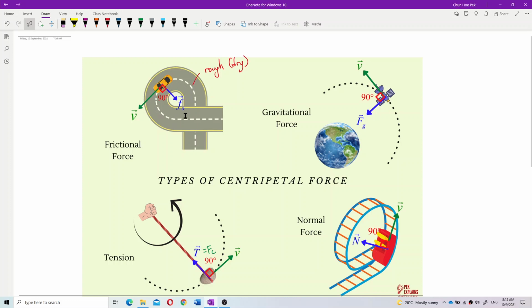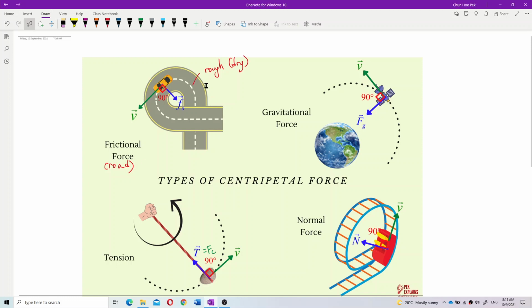The frictional force is very important for the car to move, to turn, to make a U-turn. Yeah, the frictional force by the road. The road must have enough friction for the car to turn.